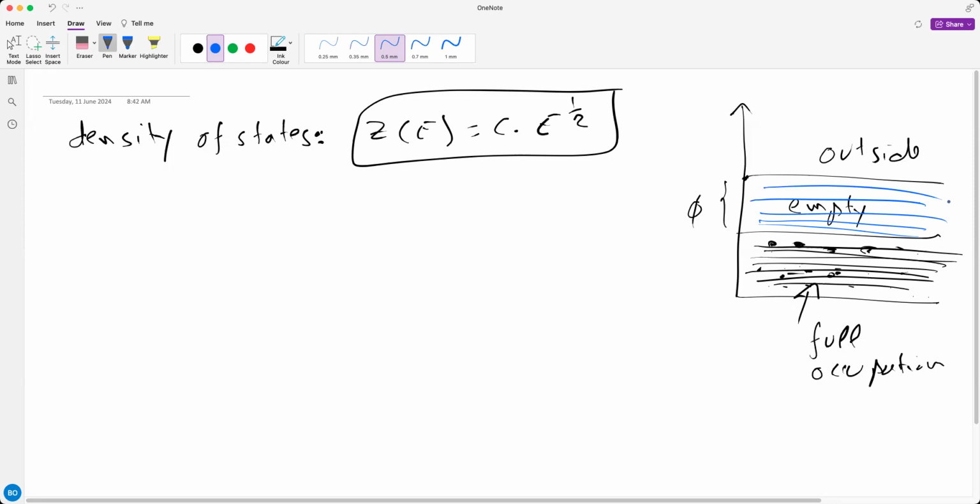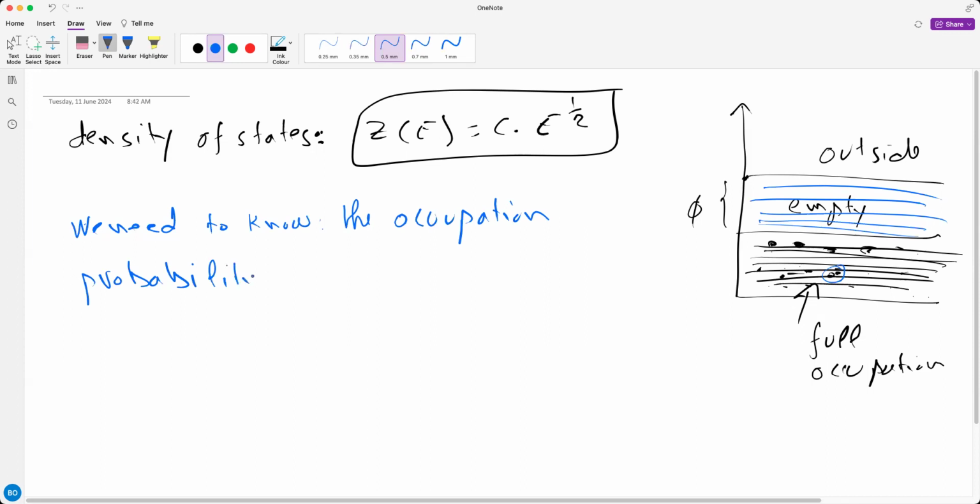So if we want to calculate the total number of electrons in the metal, we need to take into account the occupation. Not only the density of states is important, but also the occupation probability. So we need to know the occupation probability for those states. What is the occupation probability?